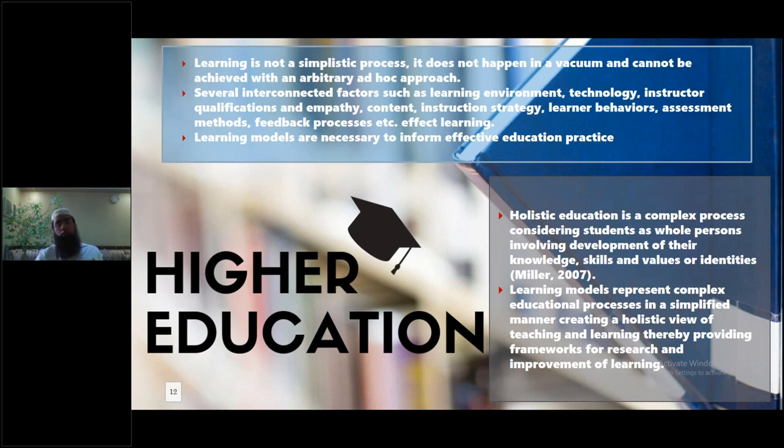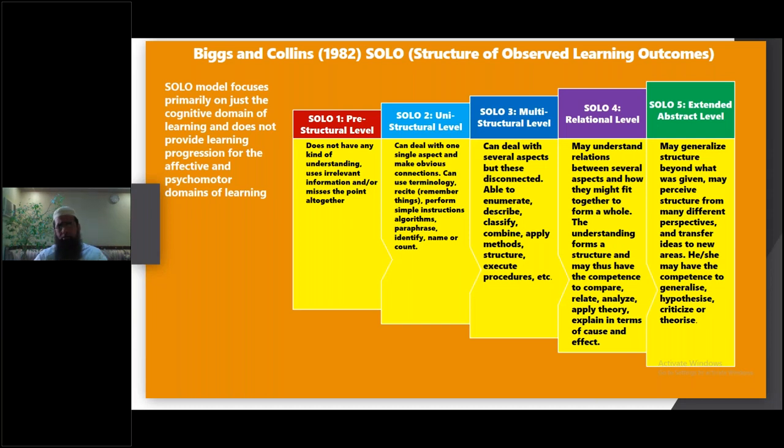So let's look into one model here, which is quite popular. It's called the SOLO model, Biggs and Collins 1982, or Structure of Observed Learning Outcomes, in which they have some progression of learning. They go all the way from structural level, SOLO 1, unistructural, multistructural, SOLO 4, relational level, SOLO 5, extended abstract level. So at level 1, the students don't have any kind of understanding, use irrelevant information, they miss the point. And I'll go directly to multistructural, SOLO 3.